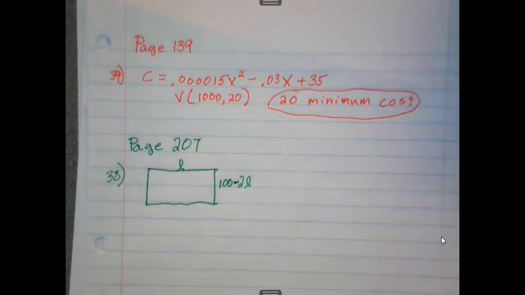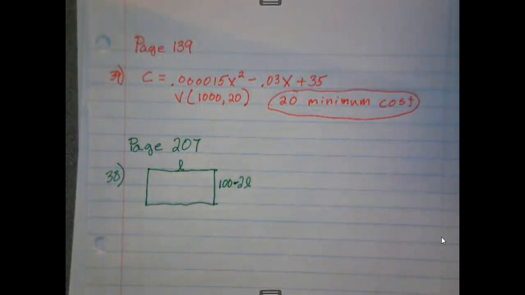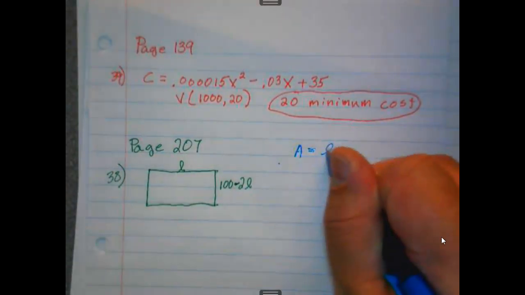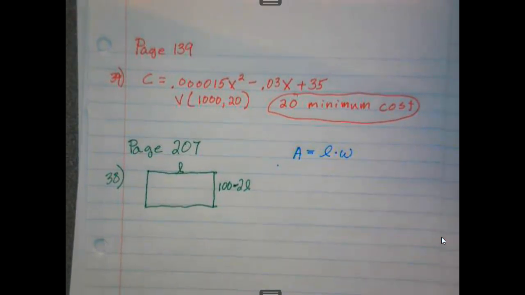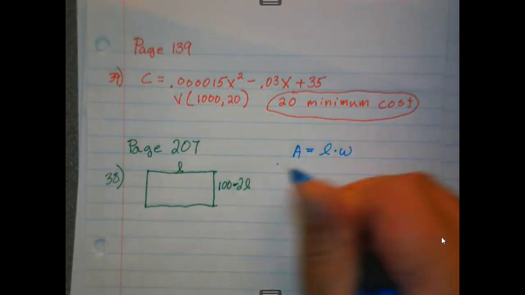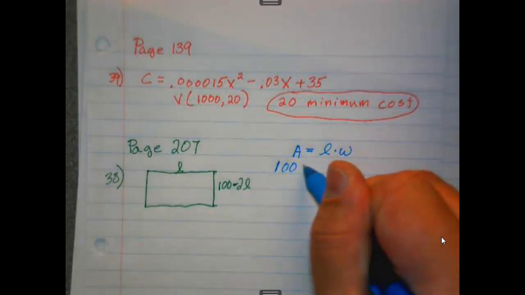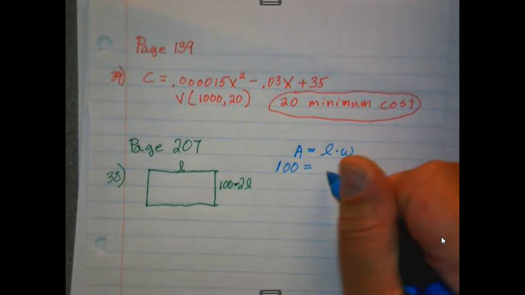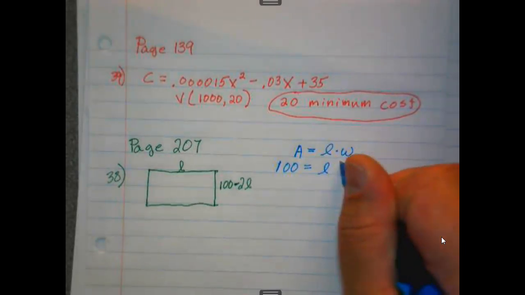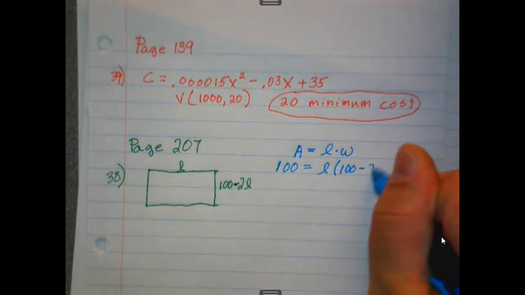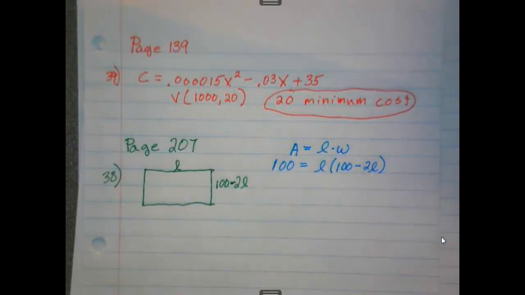We know that the area formula equals length times width, and we only have 100 feet of fencing. So our area is our length, which is just L, times our width, which is 100 minus 2L. Now all we have to do is solve for L.